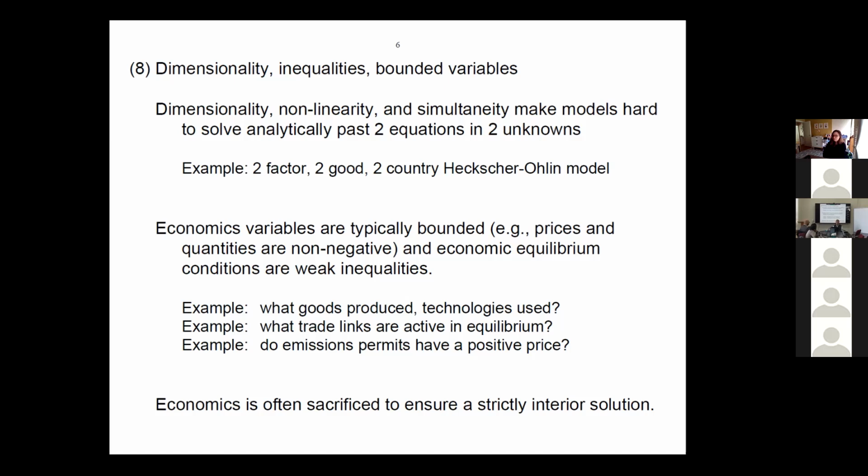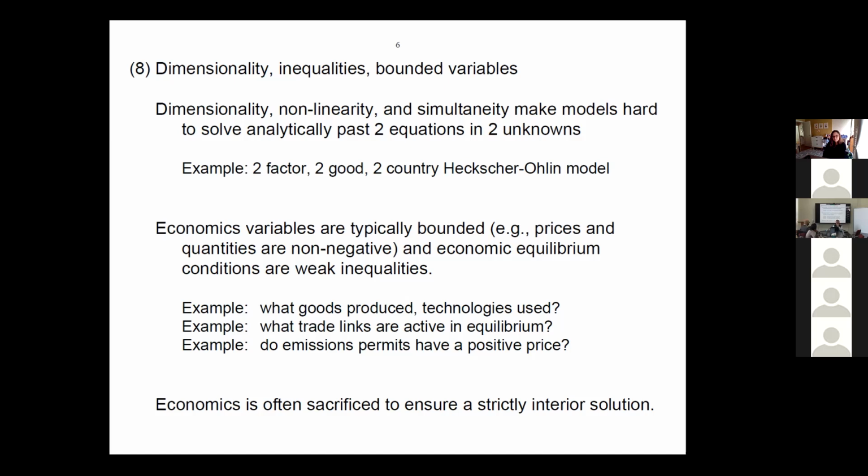So examples, when we get to big changes in policy analysis: what goods are produced, what technologies are used, which are slack, what trade links are active in equilibrium and how they can trade. You might even have policies that reverse the direction of trade, and you want to be able to do that. Some software formulations and CGE models can't do that. We have policy tools that may or may not have a positive price, like emissions permits. If there's excess supply, price is zero, and so forth.